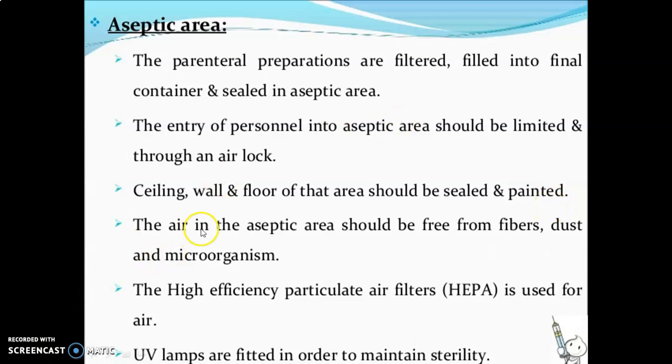The air in the aseptic area should be free from fibers, dust and microorganisms. The high efficiency particulate air filters, that is, HEPA filters, are used for air. UV ultraviolet lamps are fitted in order to maintain the sterility.